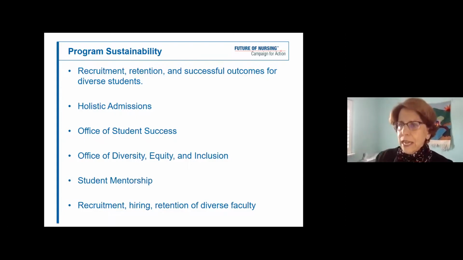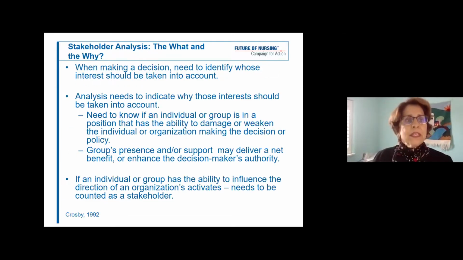How do you sustain the efforts that you are making to increase the diversity in your student body that then completes the diversity in the nursing profession? So stakeholder is really the what and the why. When you're trying to make a decision about how you're going to go about a program, you really need to take into account who is interested in this, who has a stake in it. That's why they call it stakeholder. Who is very interested in this?